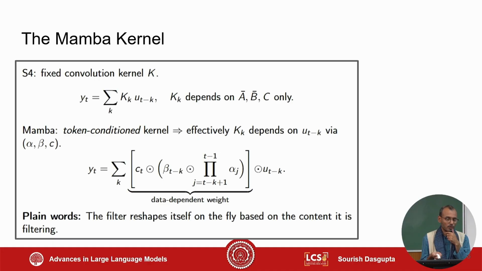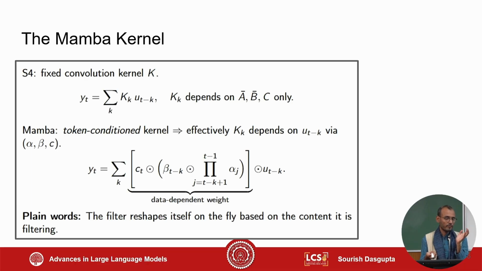Okay. So the token conditioned kernel is effectively K, which depends on u t minus k via alpha, beta, and C. So this becomes data dependent, isn't it? Because your alpha is data dependent, which is the forget gate, your beta is data dependent, and your C is data dependent. It keeps on changing as new information comes in, right? So it's a token conditioned kernel. It's not just an unconditional kernel.